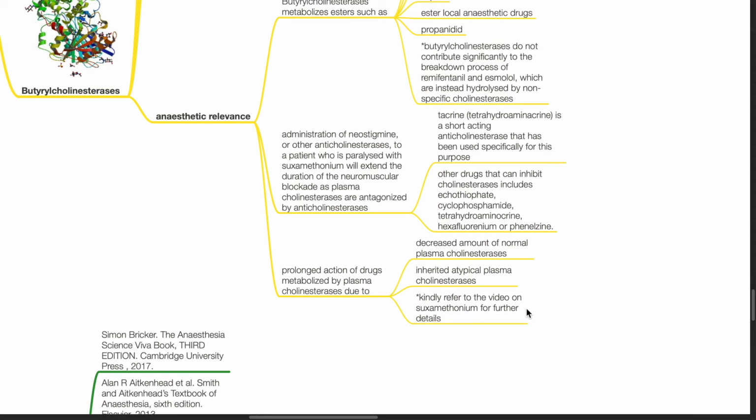Prolonged action of drugs metabolized by plasma cholinesterases can occur due to decreased amount of normal plasma cholinesterases or inherited atypical plasma cholinesterases. Kindly refer to the video on suxamethonium for further details.